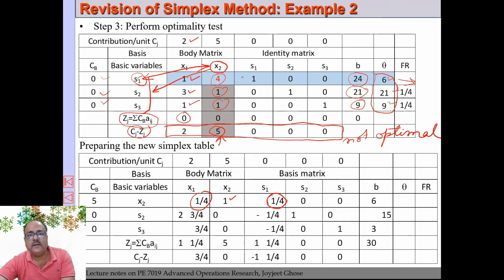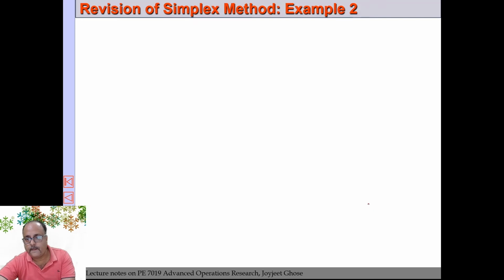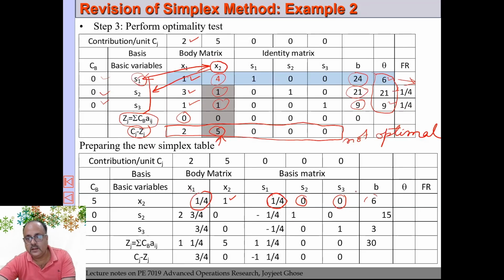So 0 divided by 4 will be 0, and 0 divided by 4 will again be 0, and 24 divided by 4 will be 6. Okay, so here we have the iterated pivot row in the next table.